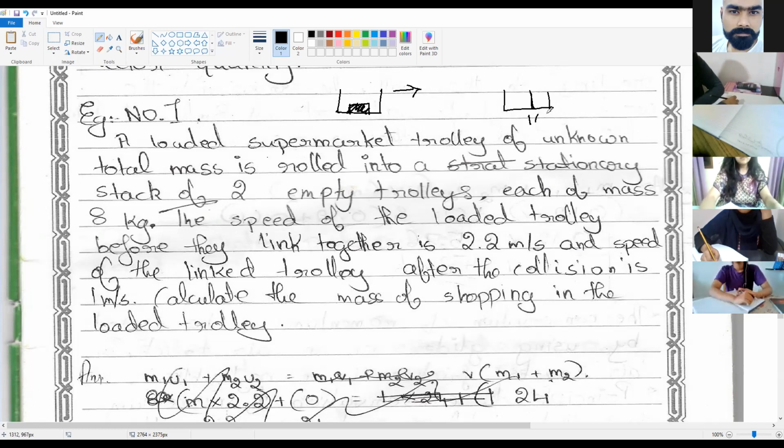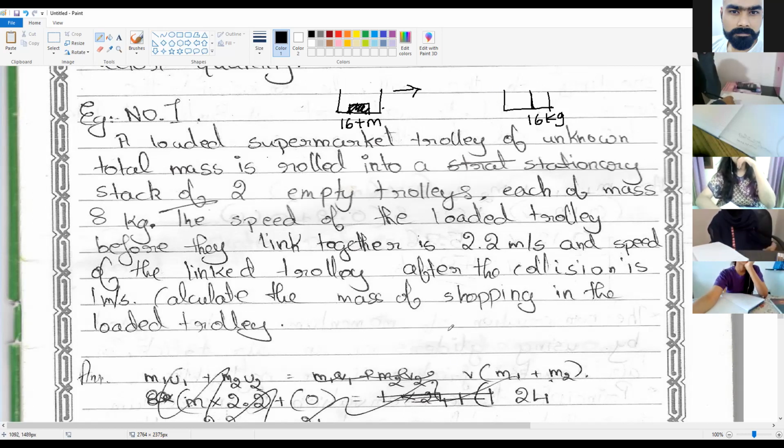So this is going to be 16 kg, right? And this is going to be 16 kg plus some unknown m kg as well, because it is loaded and we don't know what mass it is loaded with. The speed of the loaded trolley before they link together is 2.2 meter per second, and the speed of the linked trolleys after the collision is 1 meter per second. So this joined with this.